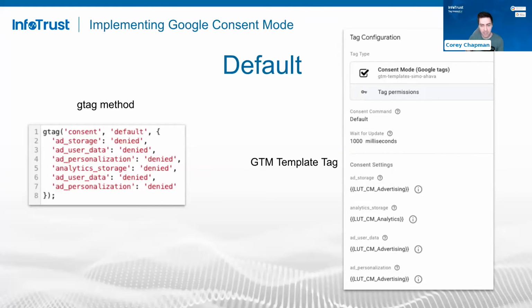No matter how you're setting these default states, you're doing the same thing whether you're using gtag or the template tag. The big thing here is to make sure that you work with your legal counsel to determine what the default state should be. Should it be denied? Should it be updated? Should it be a variable that changes based on their geolocation or the region that they're visiting from? These are all decisions that you should make with your legal counsel involved.